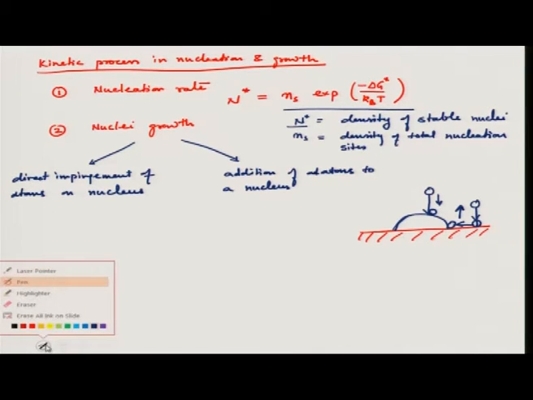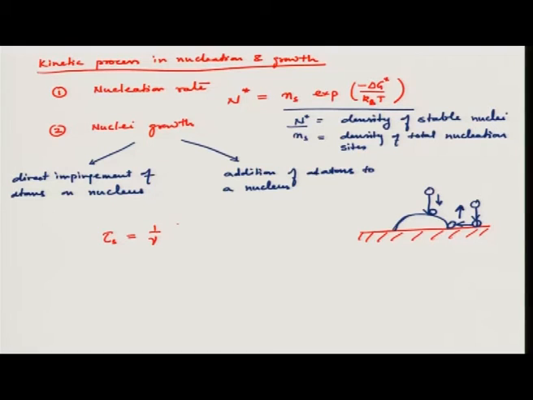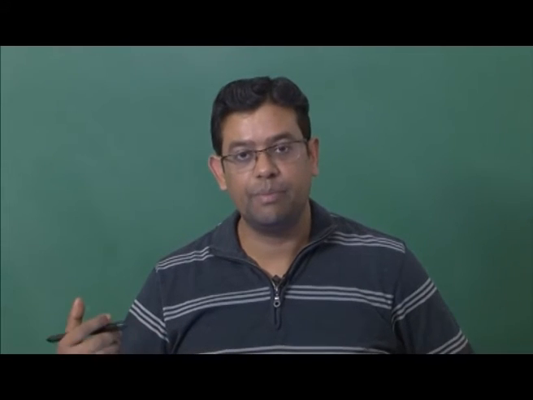Let us define this time period as tau s, which will be equal to 1 over mu exponential energy of desorption divided by kBT. Mu is the jump frequency. How many jumps this atom makes per unit time, which is typically of the order of 10 to power 13 per second. So, one atom makes 10 to power 13 jumps per second.